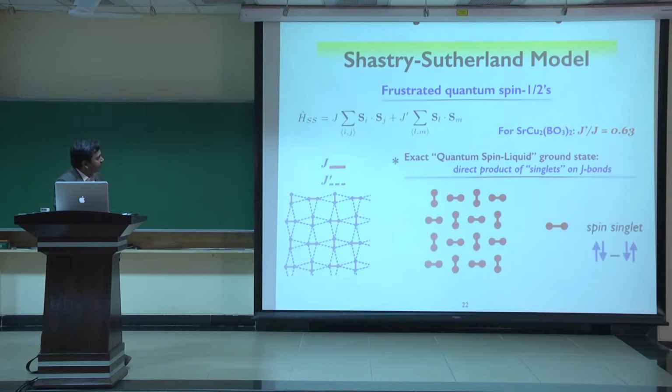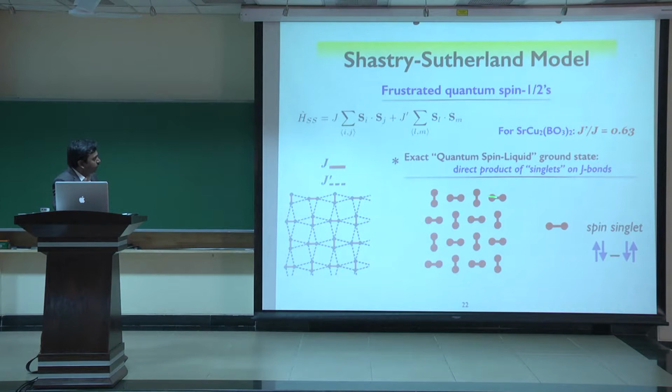So these red bonds here, or dumbbell-shaped bonds, whatever, are spins which form a singlet. So this is the lattice or the model, and this is the ground state of this model. What it is trying to tell you is that these stronger bonds just form singlets, and that's it. You form singlets on all such strong bonds, and that's the ground state. And this obviously, therefore, has no magnetic moment. The ground state is a perfect singlet, and there is no order.